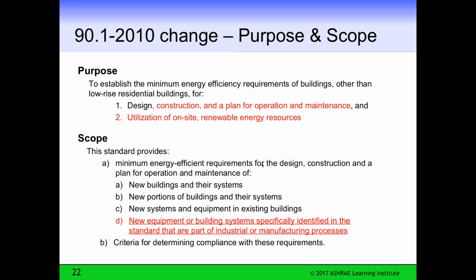For the entire time of Standard 90, the purpose and scope has been the same, except in 2010. In 2010, some changes were made, and these are in red. So since 1975, the purpose of the standard has been to establish minimum energy efficiency requirements of buildings other than low-rise buildings for design of the buildings.